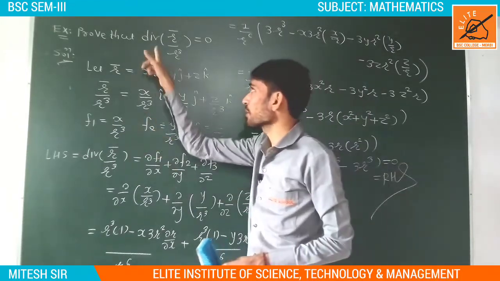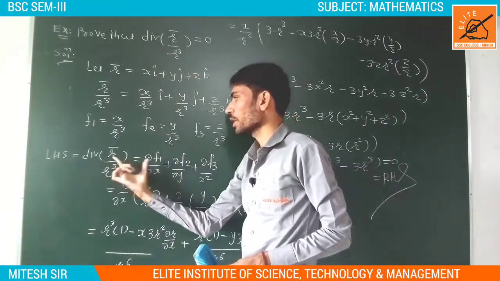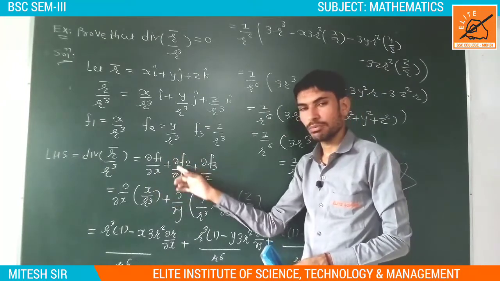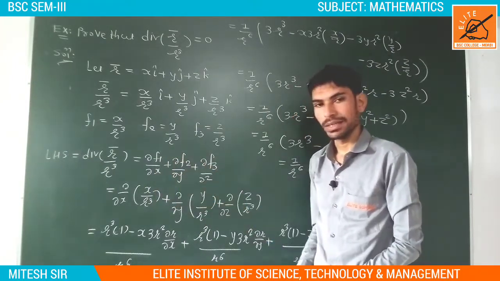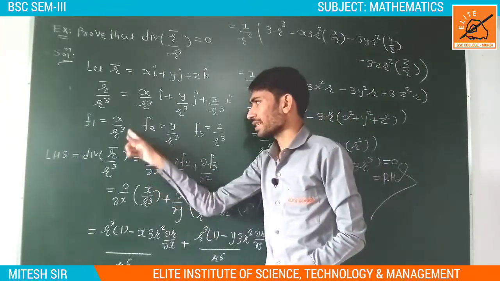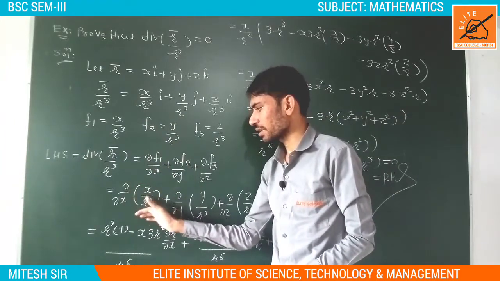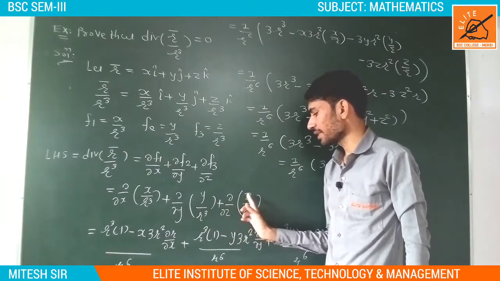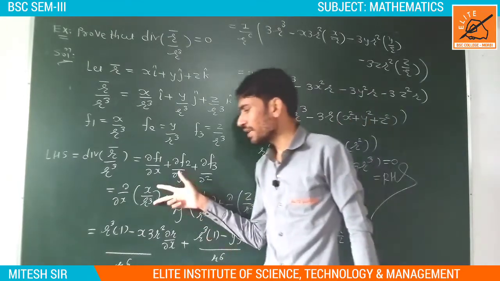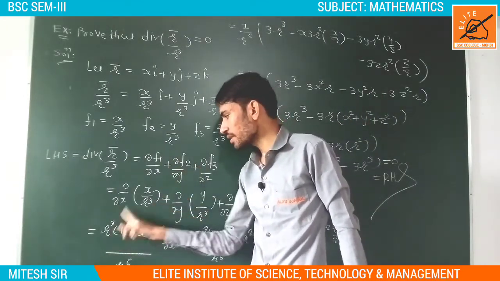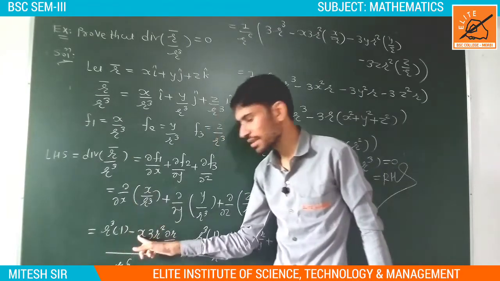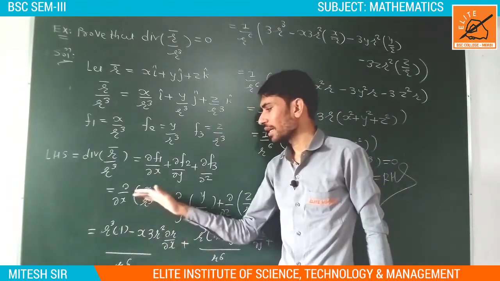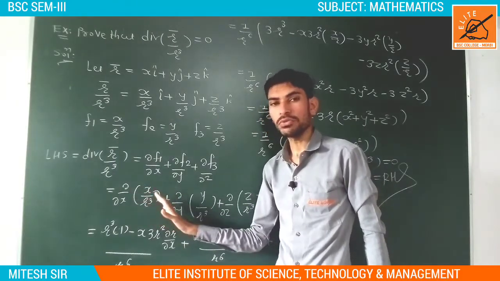Now we find the divergence of r bar upon r cube. So here we apply the formula of the divergence, del f1 upon del x plus del f2 upon del y plus del f3 upon del z. So our f1 is x upon r cube, that means del upon del x of x upon r cube, plus del upon del y of y upon r cube, plus del upon del z of z upon r cube. Here we apply the division rule. R cube as it is, derivative of x will be 1, minus x as it is, derivative of r cube will be 3r square, and next to it del r by del x, and in the denominator r raised to 6.